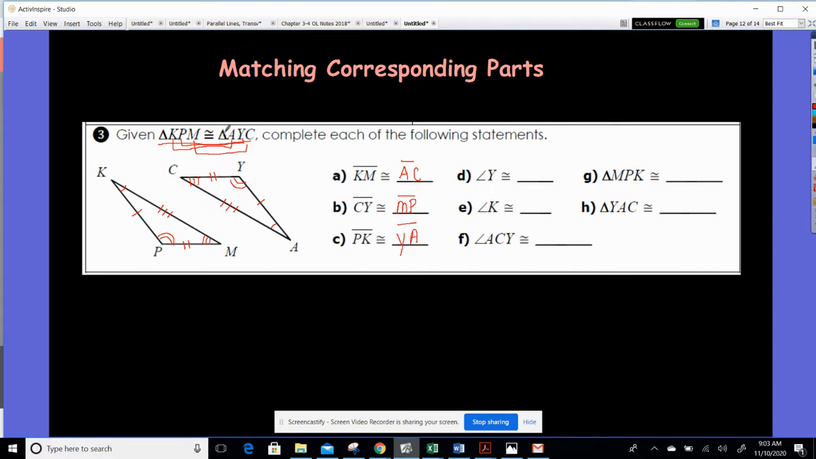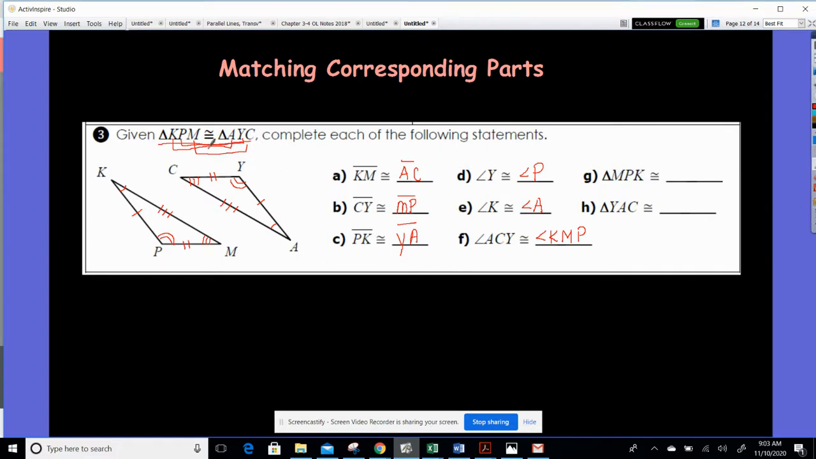Angle Y is in the middle, and it corresponds with angle P. Angle K is at the beginning of this triangle, and it corresponds with A. Okay, now we're using 3 letters to name an angle, so just make sure that we match the corresponding letters. Okay, so angle ACY, so here's ACY, okay, corresponds with, and if you just go up here, A, remember, goes with K, C goes with M, and Y goes with P. So it's kind of just a matching game.